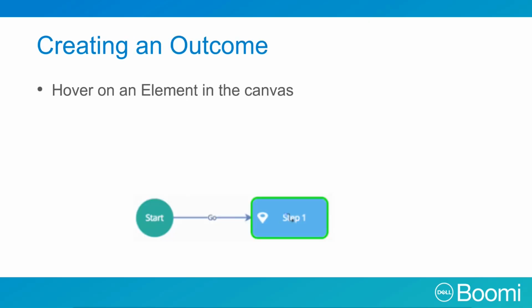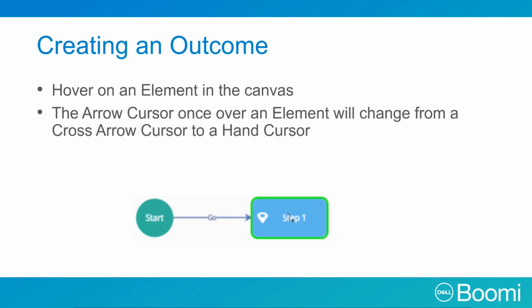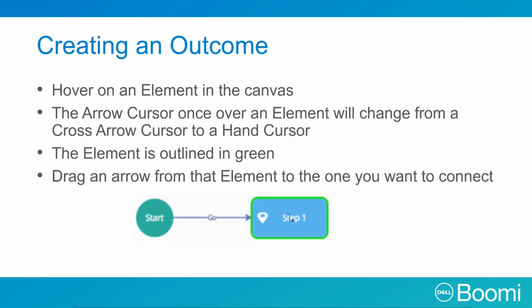Creating an outcome is as simple as hovering your mouse cursor over a map element like the start element. Your arrow cursor will change to a cross arrow cursor and then to a hand cursor when positioned near the middle of the map element. The map element will be outlined in green. Click on the element and then drag an arrow from that element to the element you want to connect to. In this image, you can see that the start element is being connected to a step element with a go outcome. The first outcome will never render to the user, and it will always be from a start element.